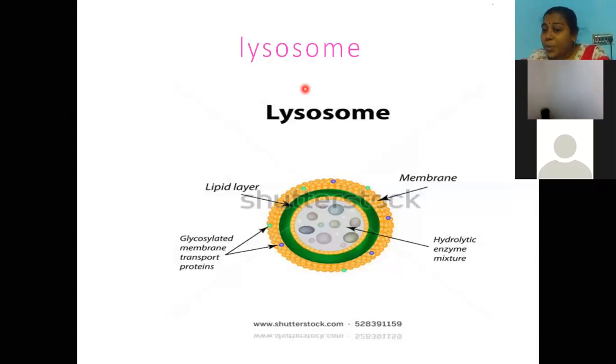How do they protect us, children? For example, if any pathogen is there in our body, obviously this pathogen secretes some toxic substances, disease causing agents. Are you able to understand? Yes, ma'am, understanding, ma'am.